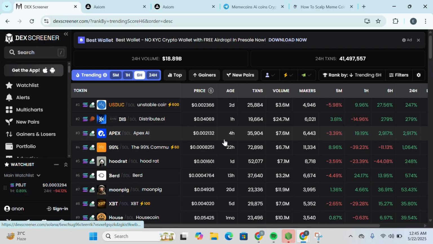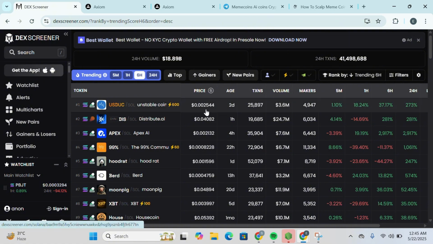Moreover, you can also set watch lists and alerts so that you're not just sitting all the time viewing the graphs. You'll be alerted about specific meme coins when they're about to explode and when they are performing really well in the market at that time.